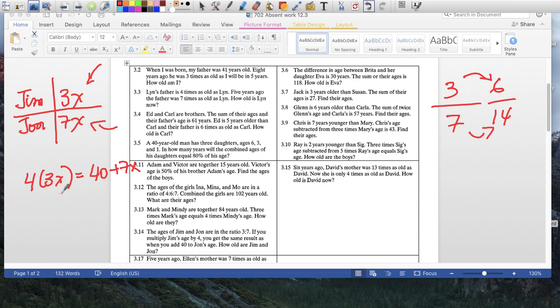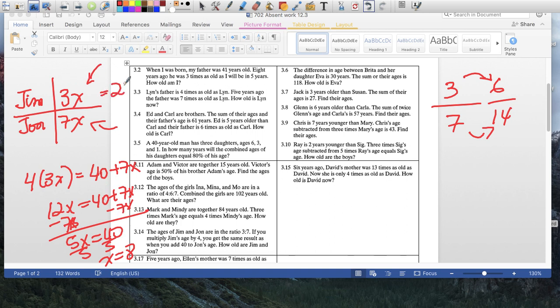And if you multiply Jim's age by 4, you get the same result when you add 40. So again, 12x equals 40 plus 7x. Minus 7x on both sides, and you're going to get 5x equals 40. Divide by 5, divide by 5, x equals 8. So if you substitute that here, 3 times 8, Jim is going to be 24, and 7 times 8 is 56. John is going to be 56. So the ratio is 3 to 7. Right? And you can simplify 24 over 56 to 3 to 7.